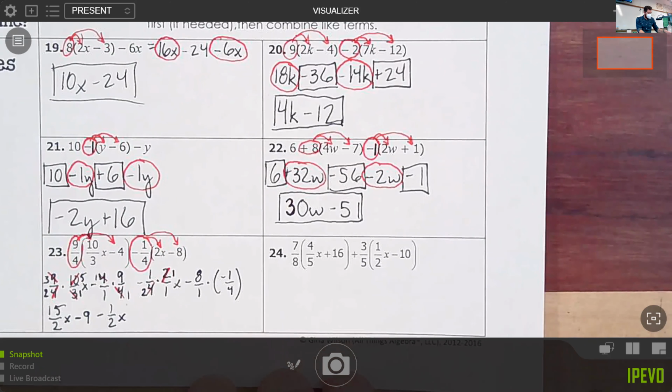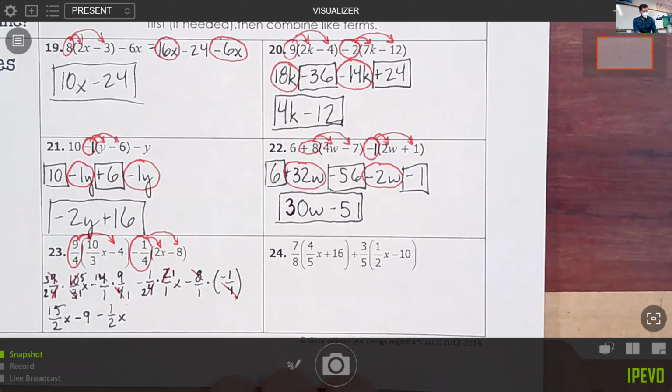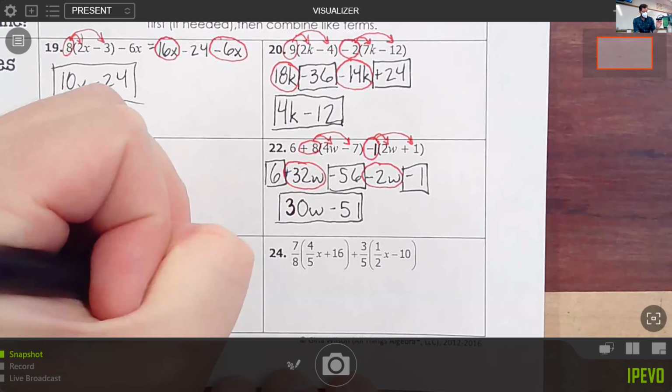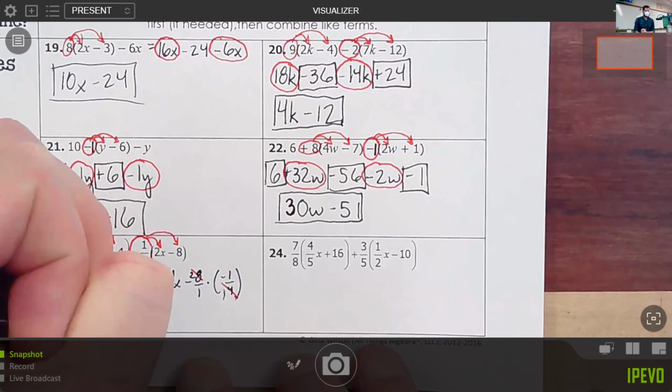And then the other one, this is a negative times a negative, by the way. Negative 8 times negative 1/4. So when we multiply these together, it's going to be a positive, just so we're aware. And then the 8 and the 4 can cancel. 4 divided by 4 is 1. 8 divided by 4 is 2. So negative 2 times negative 1 is positive 2. And then 1 over 1 is 1. So that's just a positive 2.